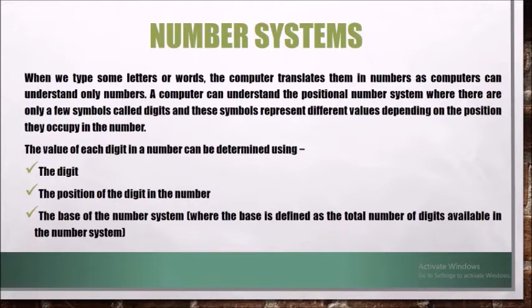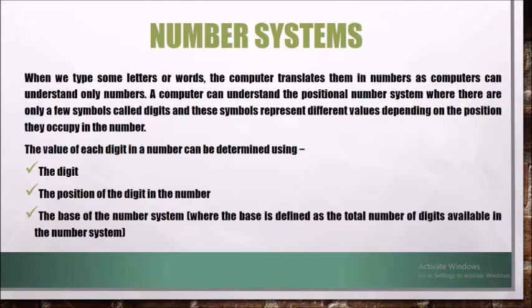But what kind of numbers can the computer understand? Because the computer cannot understand all numbers. A computer can understand the positional number system, where there are only a few symbols called digits. And these symbols represent different values depending on the position they occupy in the number.